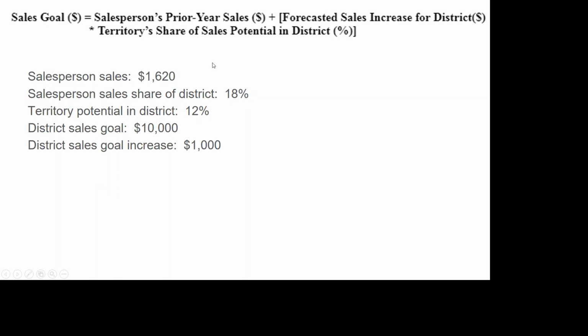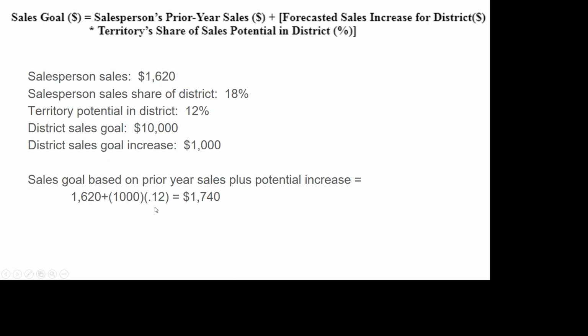But basically, we're going to take the territory's share of sales potential, which was 12%. We're going to multiply that by the forecasted sales increase for the district, which in this case is the $1,000. And to that, we're going to add the salesperson's prior year sales, which is that number right there. Okay, so it looks just like that: 1620 plus 12% times 1,000. Basically in this situation, we're going to carry last year's sales dollars forward and add to that the territory potential. Okay, so 1740.